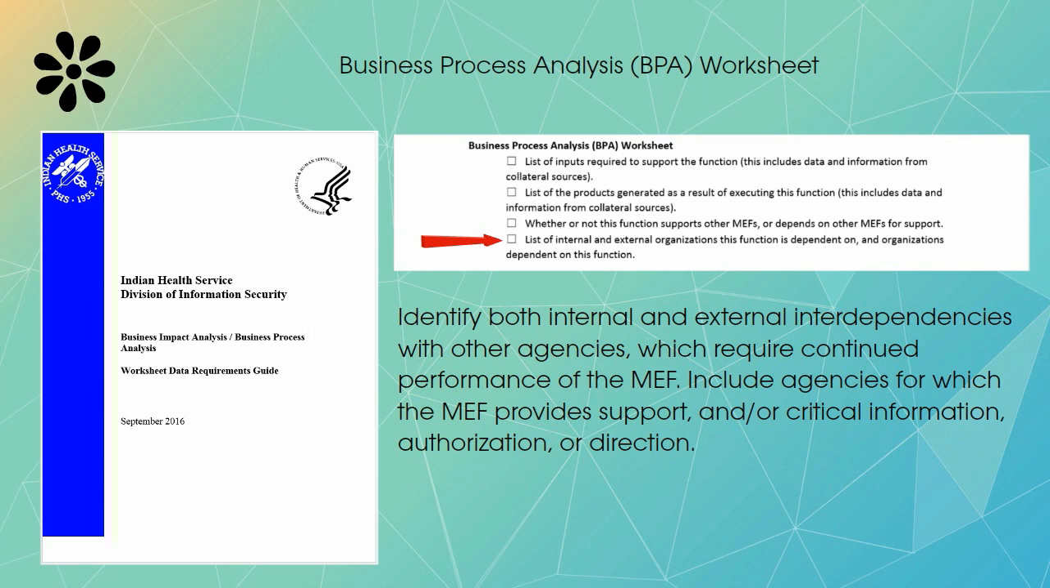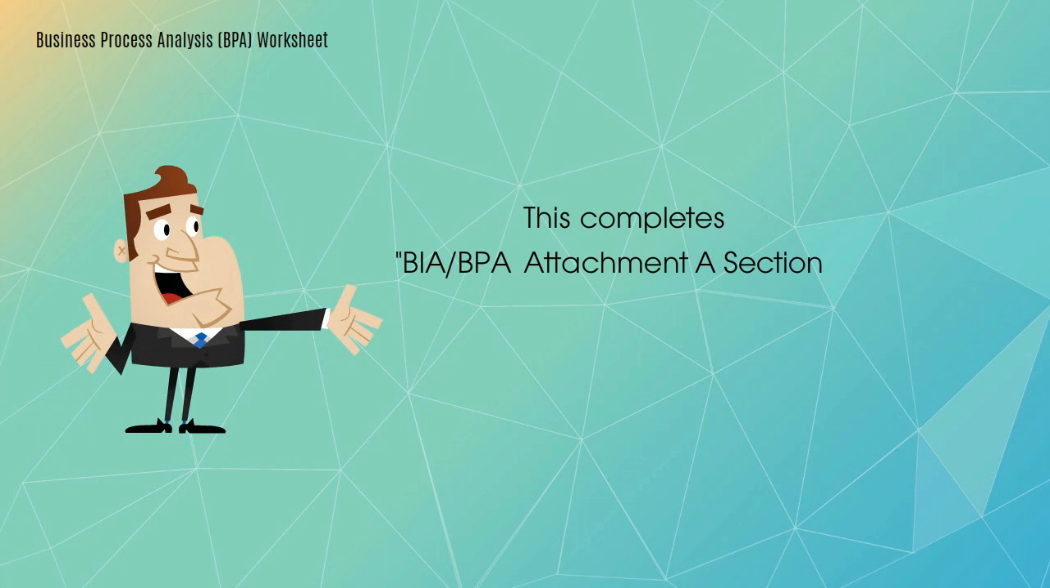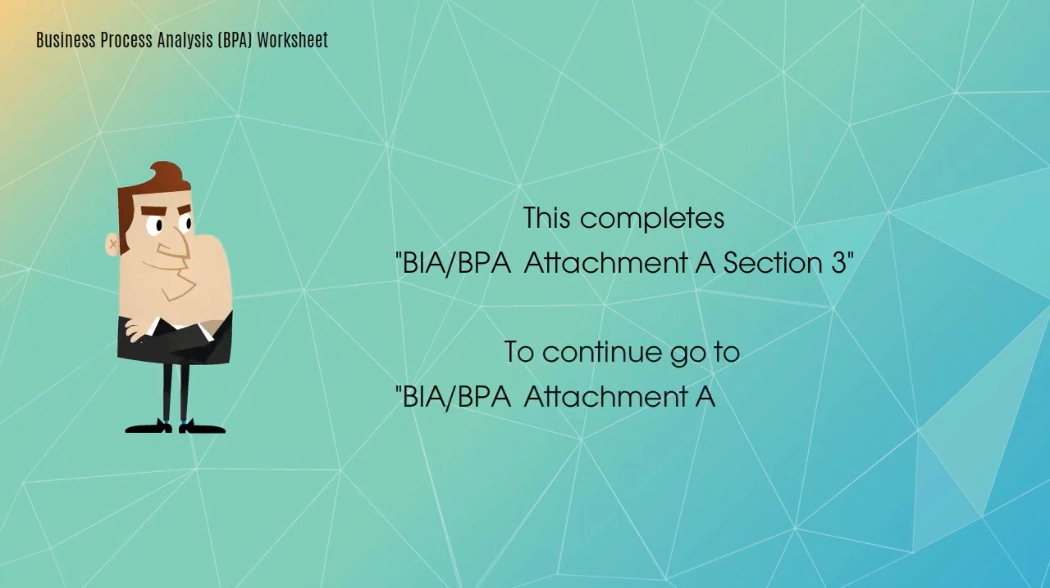Identify both internal and external interdependencies with other agencies which require continued performance of the MEF. Include agencies for which the MEF provides support and or critical information, authorization, or direction. For columns O and P, list by name the internal and external organizational dependencies for this function. This completes BIABPA Attachment A, Section 3. To continue, go to BIABPA Attachment A, Section 4.